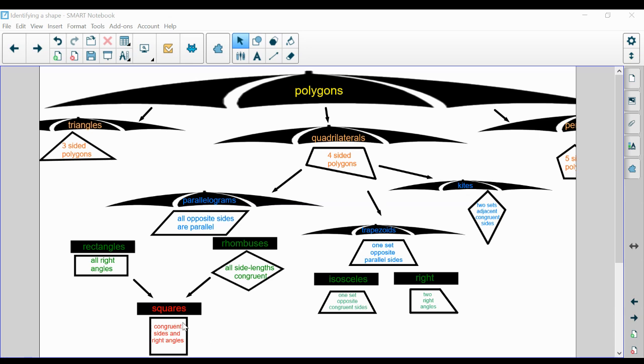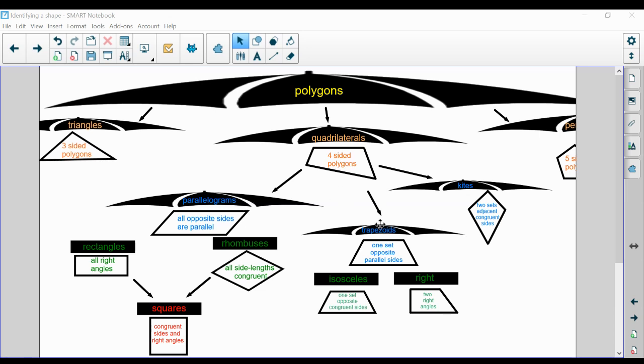And the same thing with the rhombuses. All squares are rhombuses, but all rhombuses are not necessarily squares. This is a rhombus and is not a square. This is a square and it is a rhombus. And all rectangles, rhombuses, and squares are all parallelograms. They're all quadrilaterals and they're all polygons. So you can just move up the chart to identify that shape.